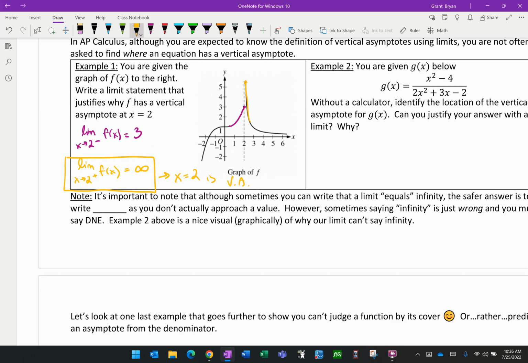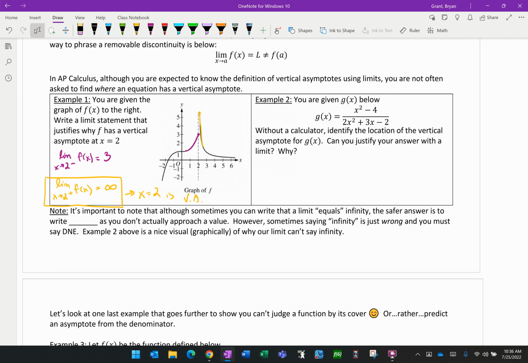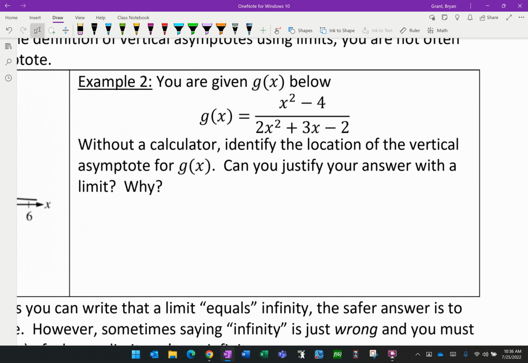All right, let's try example 2. Without a calculator, identify the location of the vertical asymptote. And can you justify your answer with a limit? Why or why not? So go ahead and try this one. See if you can determine where the vertical asymptote is and write a limit statement for it. Ready, set, go.